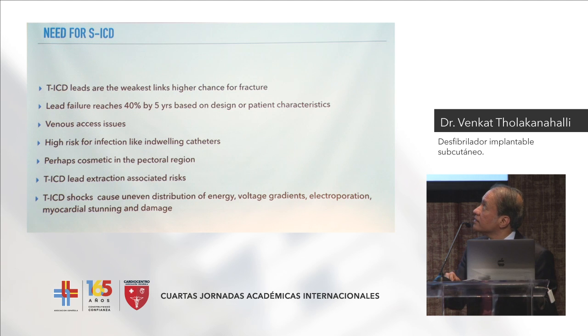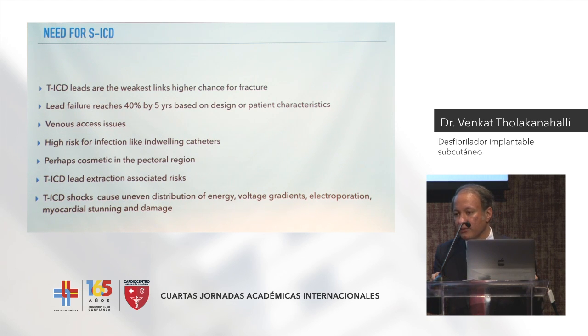So, the need for the subcutaneous ICD. The transvenous ICD leads are the weakest link, with a higher chance for fracture. Lead failure reaches 40% by 5 years, based on the design or the patient characteristics. If you are talking about a younger patient who is very active and who has hypertrophic cardiomyopathy or an ion channel abnormality, then the chance of a lead fracture is very high. Venous access is an issue we often struggle with. If one vein is closed, you go to another, and when that is closed too, at some point you are struggling with where to place all these leads.